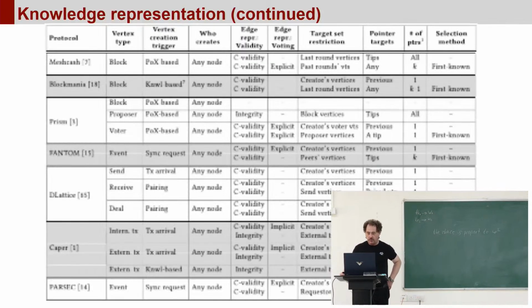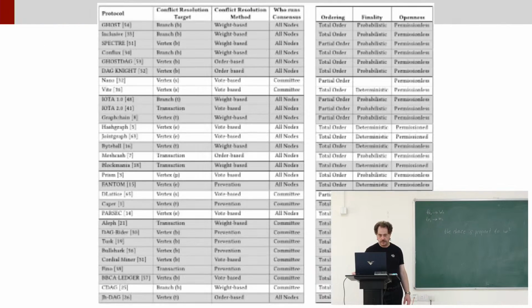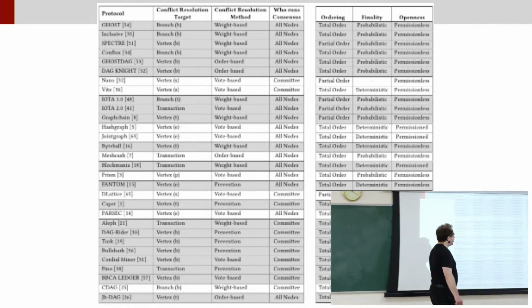So the table analyzes an order of 30 different systems and classifies them from this point of view in terms of what edges represent and what vertices represent and how vertices are formed. There is also an additional representation pertaining to consensus. So here we have some more basic information about the system.